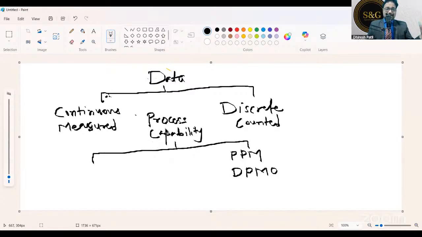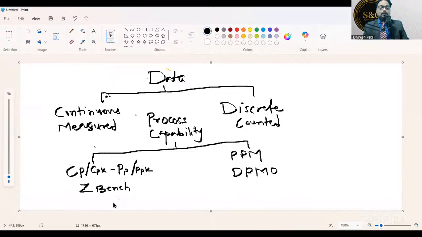Similarly, on the other side, we have Cp and Cpk calculation, and both Cpk, Ppk. I'll cover both today. See, one is short-term process capability, one is long-term process capability. And then we have the Z bench value. Are you clear?